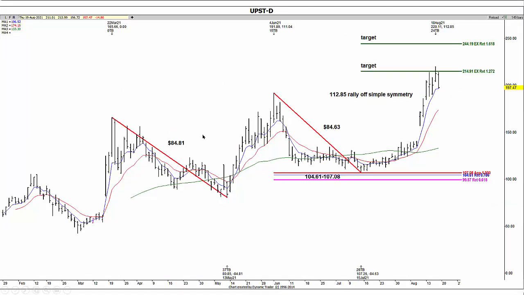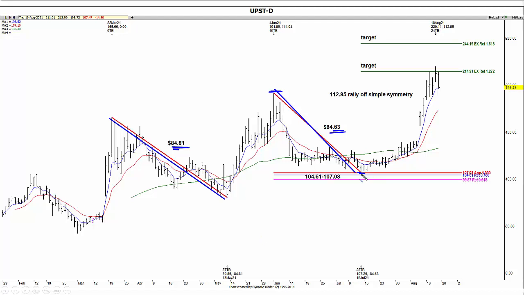Okay, I have another example that includes symmetry. And again, symmetry is similarity or equality when comparing swings in the same direction. And this was in UPST. Here we had a prior high to low swing that was $84.81. I projected 100% of that from that next high. They definitely looked similar. It wasn't perfect equality, but very similar, 84.81 versus this decline of 84.63.